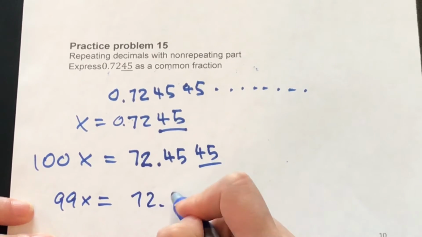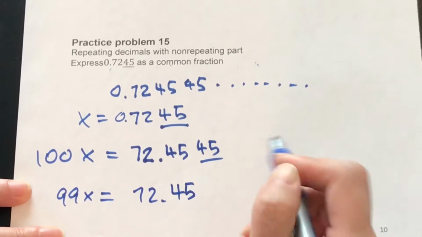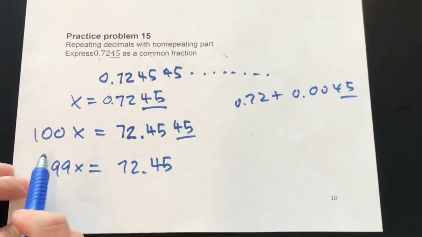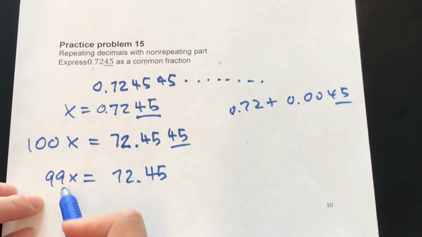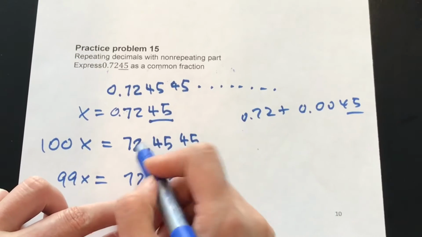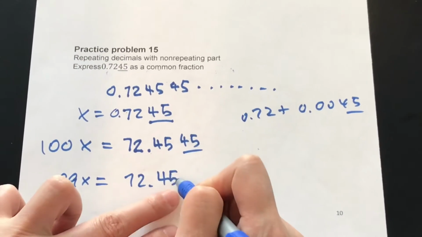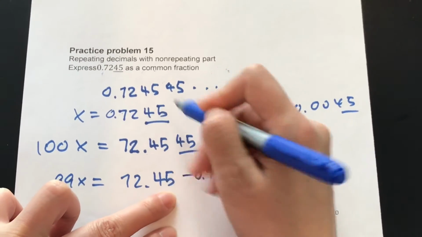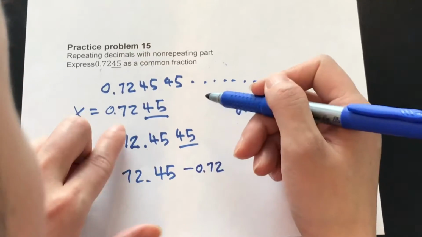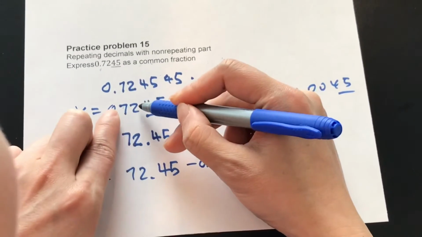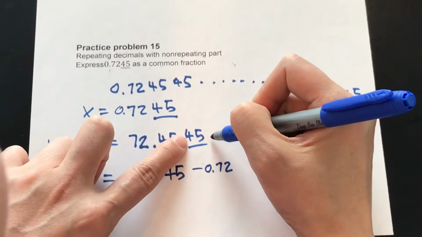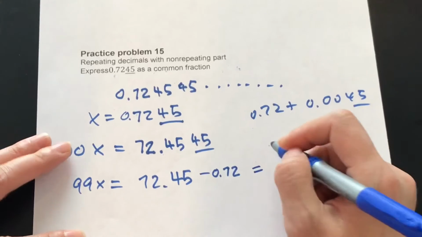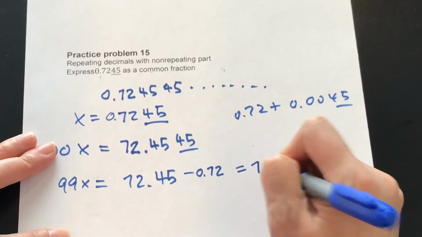So 72.45 and the 45 remaining will be canceled. So subtracting, we get 100x minus x is 99x. And then we have 72.45 minus 0.72. These 45 repeating, they cancel each other. If we line up the decimal place, right? 45 minus 72, the 45 repeating after them is going to be canceled. So this would give us 71.